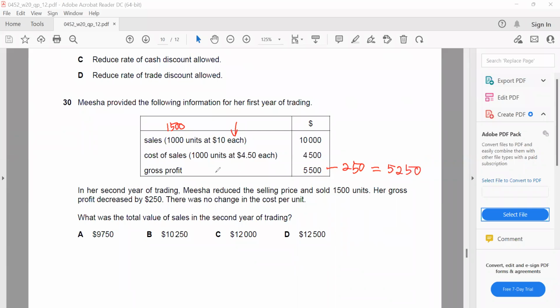$5,250. Okay. Now next is that we have this one decrease. There was no change in the cost per unit. So no change on the cost per unit will be 1,500 times $4.50. 1,500 times $4.50, we get 6,750.